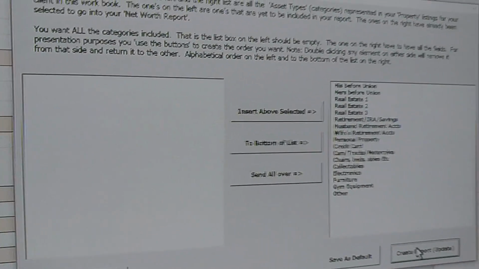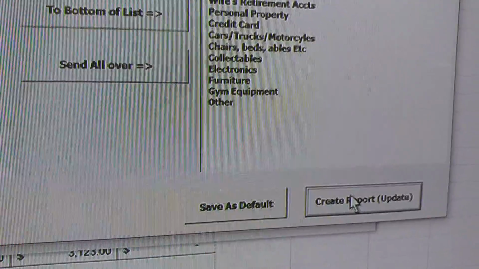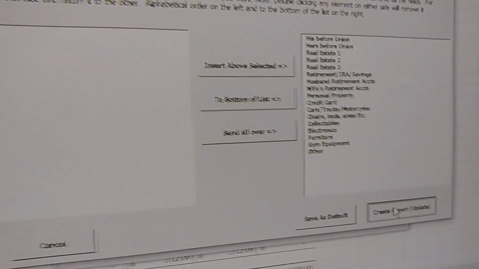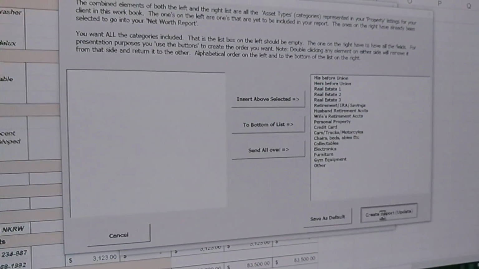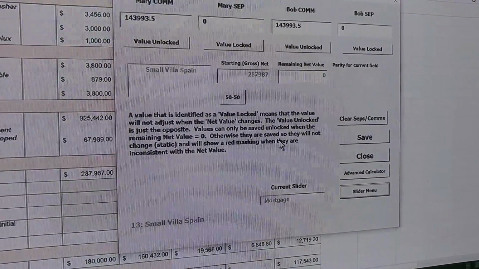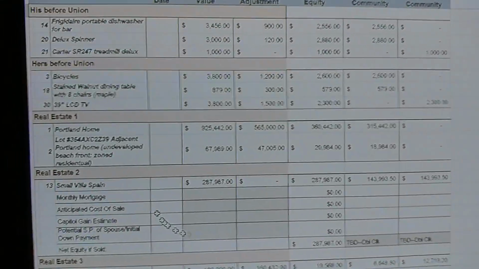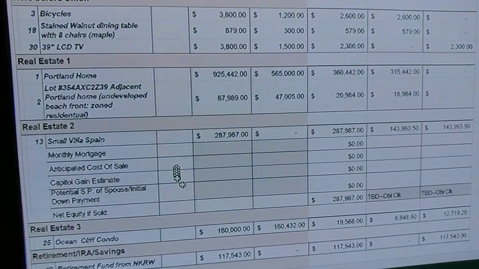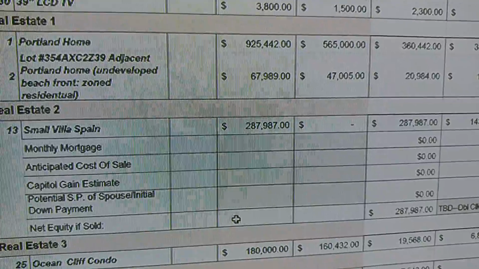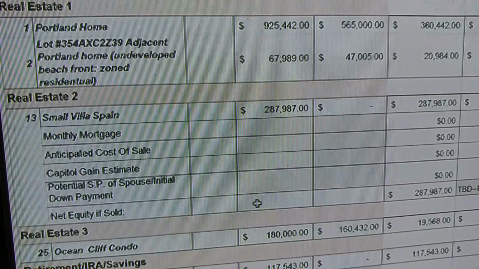We're back at the screen. You remember this. This is the net worth report screen, and she's going to create report. She gives it a click. And she goes, you are done. Okay. Go ahead and close out of the screen. There you go. And you'll notice now we have monthly mortgage, we have anticipated cost of the sale, and all the other things that have to do with selling property, the villa in Spain.